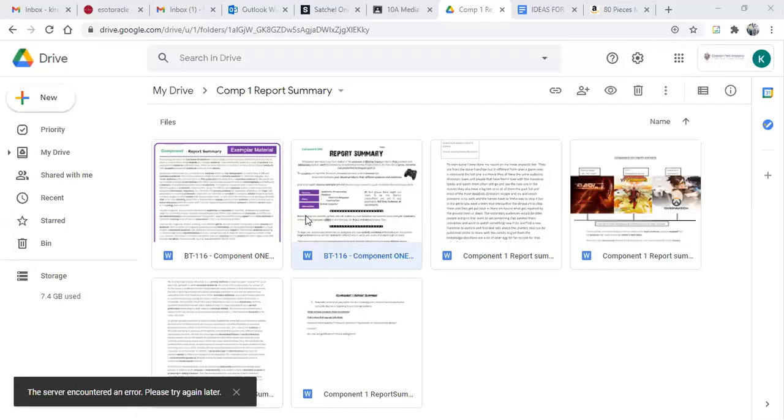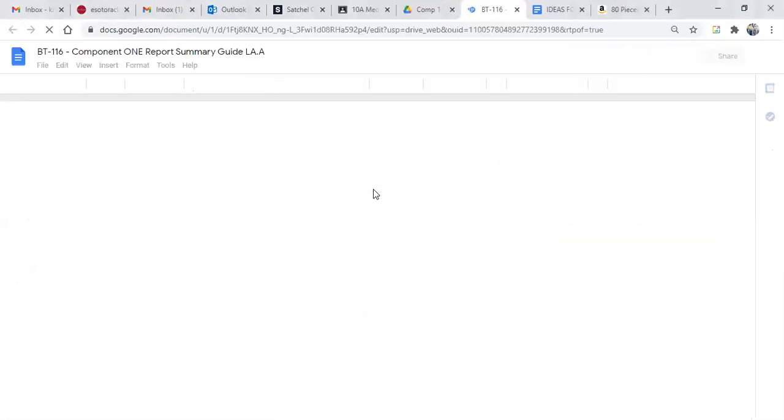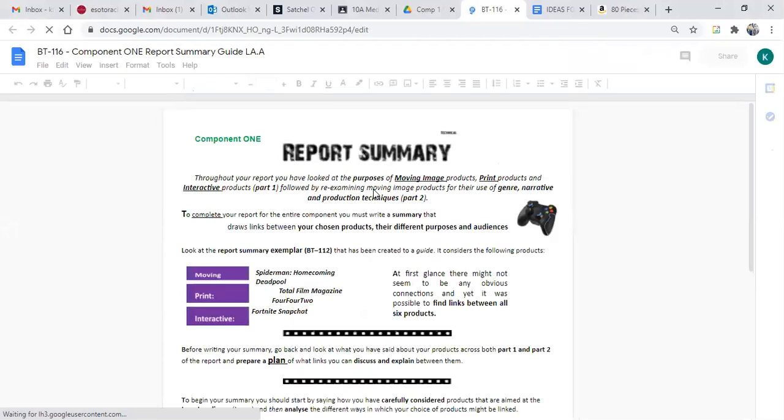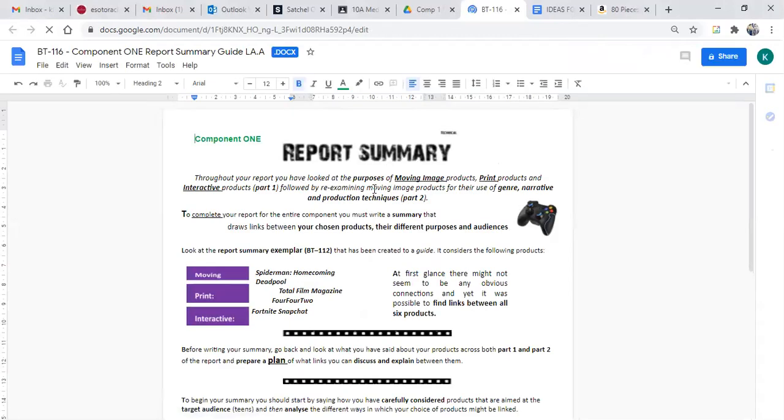There's a couple of documents that are going into your Google Classroom. They will be uploaded along with this video in a moment. So the first thing I want to share with you is the report summary. Basically, the report summary guide just tells you what you need to do. But as you'll see from going through it with me, it's really straightforward.